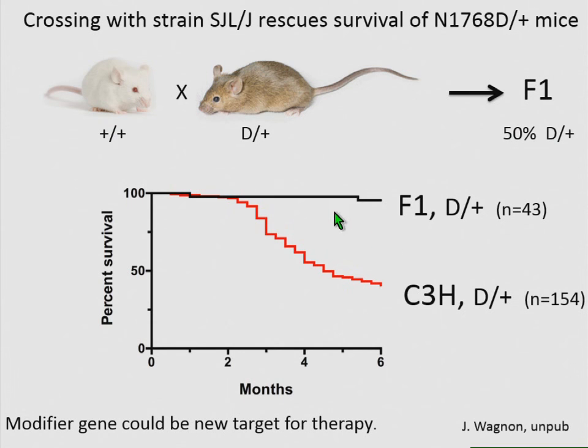And if you look at the survival of the heterozygotes, among these 43 D-plus heterozygotes, we only lost one mouse, whereas the loss on the C3H background is shown here. And so, in principle, if we can find a single modifier, and we're starting to do the genetics with the help of the Jackson lab, we may find a new target for therapy. And J.C. Wagnon is working on this project.